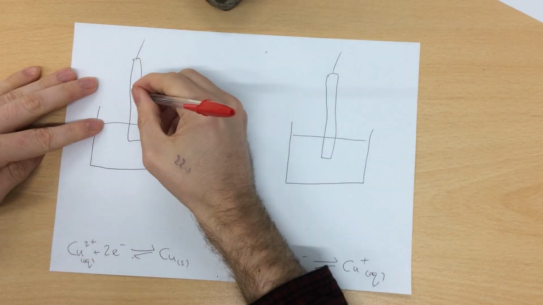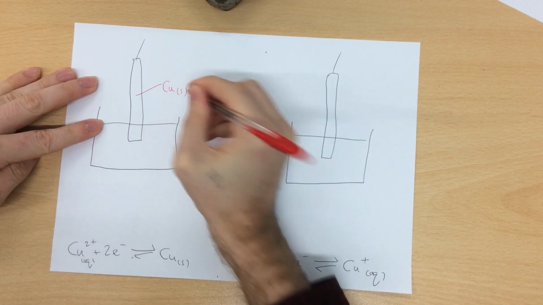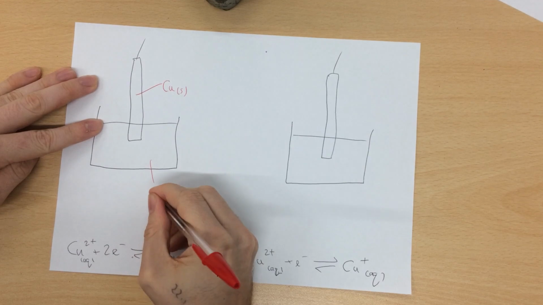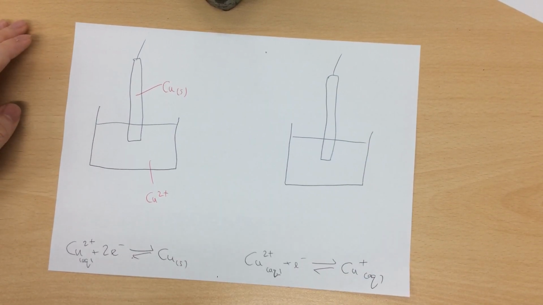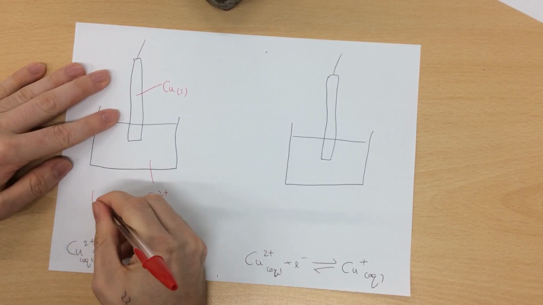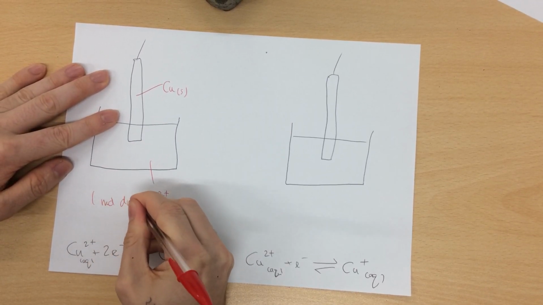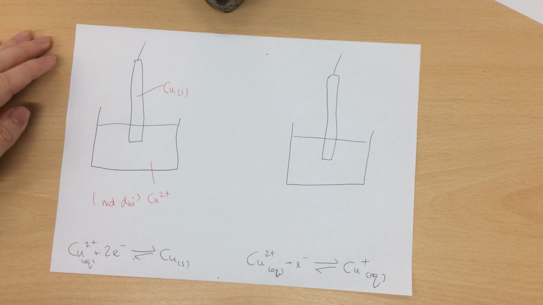So what have we got? We've got our solid copper as the electrode, and our copper 2 plus aqueous ions will be in the solution. If this was standard, we'd have to make that 1 mole per decimeter cubed.